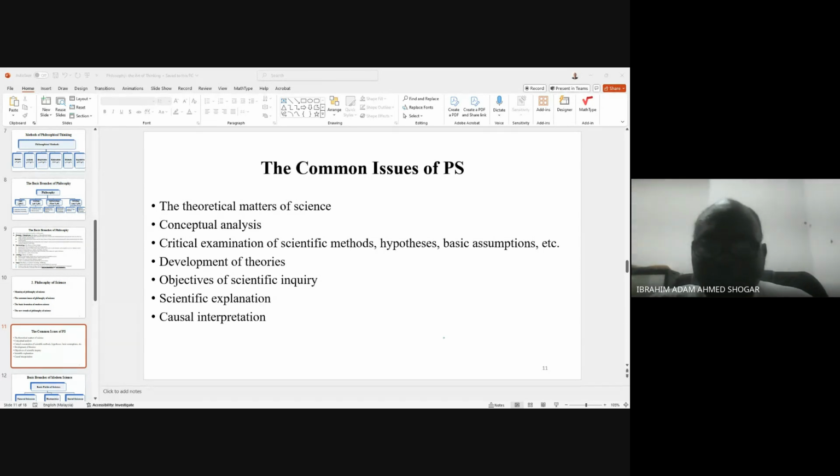Okay, so these are the common issues of the philosophy of science. Number one, theoretical matters of science, and number two, conceptual analysis. For example, what is science? This we call a theoretical matter, and also conceptual, because what is science is a concept. Then critical examination of scientific methods, hypotheses and assumptions, and development of theories. The objective of scientific inquiry, why you acquire knowledge, is philosophy of science, not science. Scientific explanation, the different methods to explain science, and then causal interpretation, which means to interpret based on a cause and effect system.